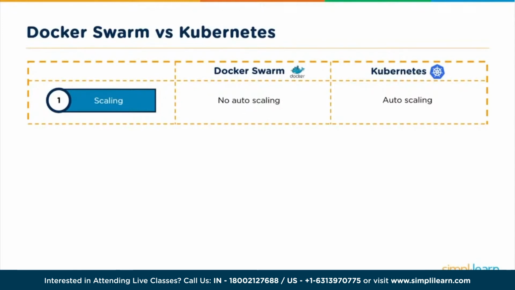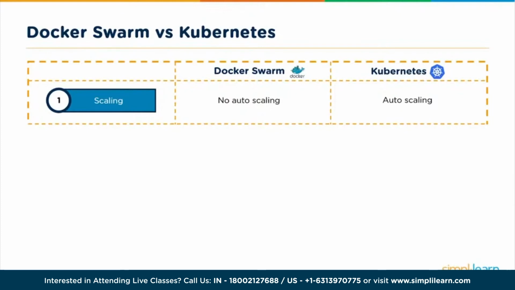Kubernetes, on the other hand, can cater to any other types of containers, including Docker as well. So in case you have applications which have Docker in them, RKT in them, LXC in them, or any other type of container, Kubernetes should be your choice of orchestration tool.